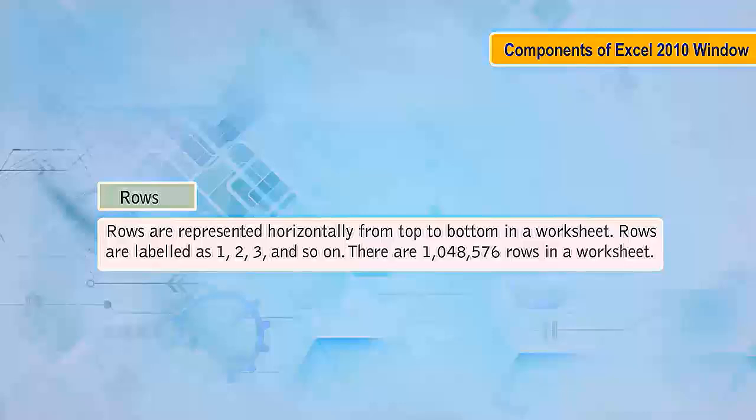Rows. Rows are represented horizontally from top to bottom in a worksheet. Rows are labeled as 1, 2, 3, and so on. There are 1,048,576 rows in a worksheet.